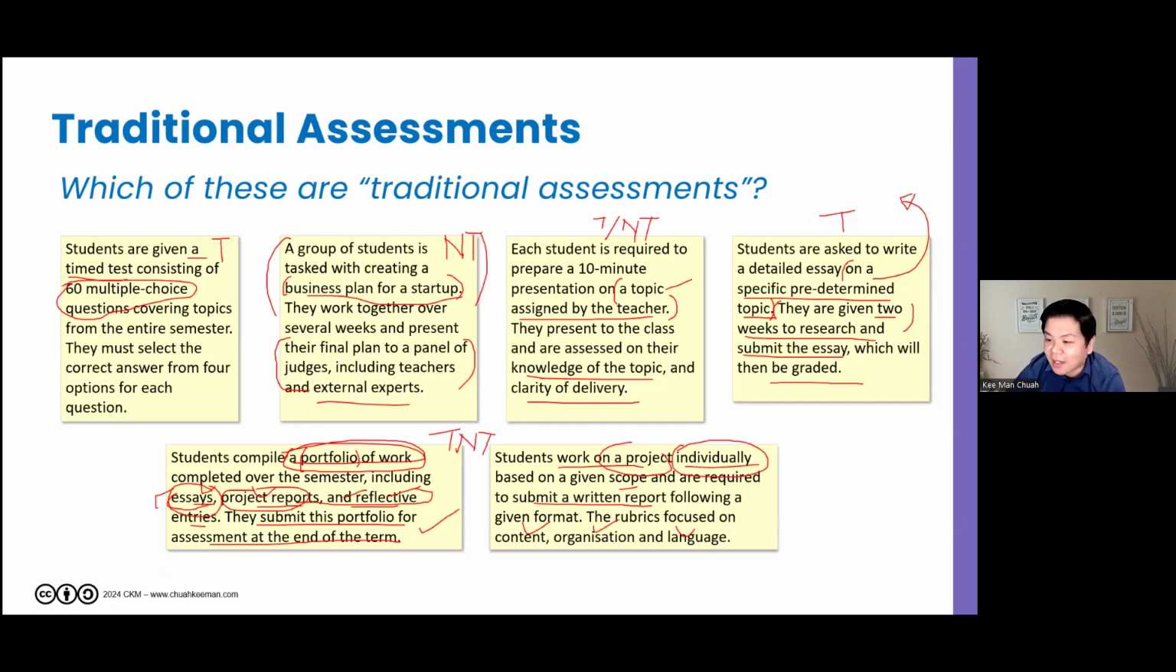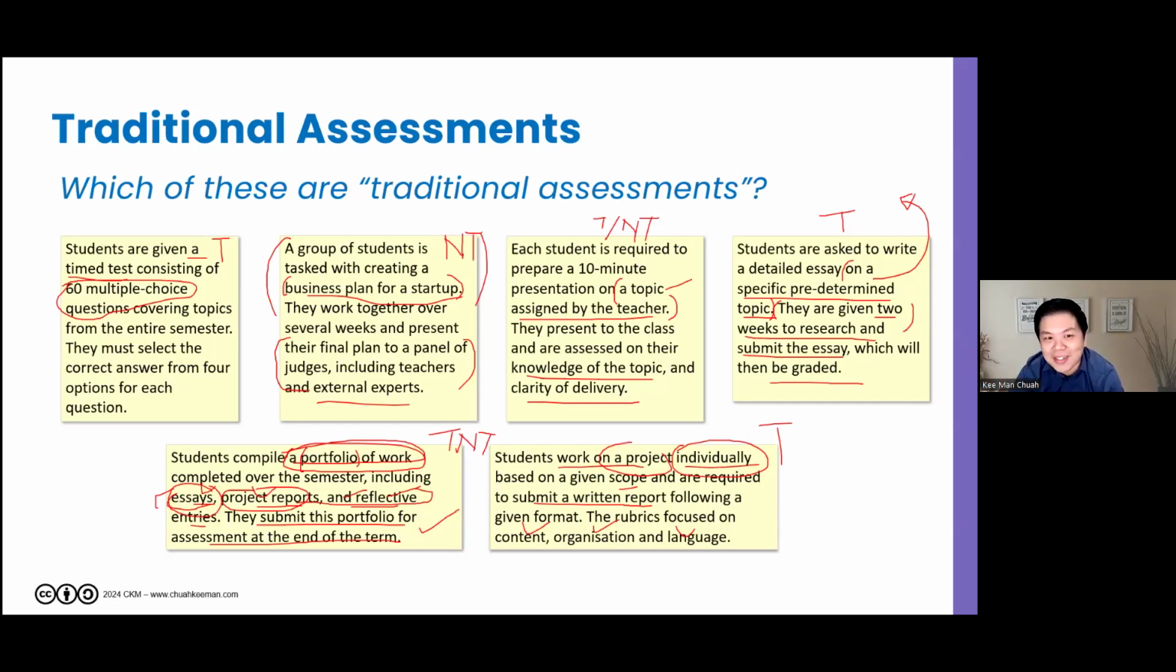Yeah, Tanya says it's similar to an individual final year research project. So it's technically still pretty much a traditional way of assessing. So you can see here, there are many gray areas now. And then I hope I get you to think that traditional or non-traditional is beyond just the type, right?